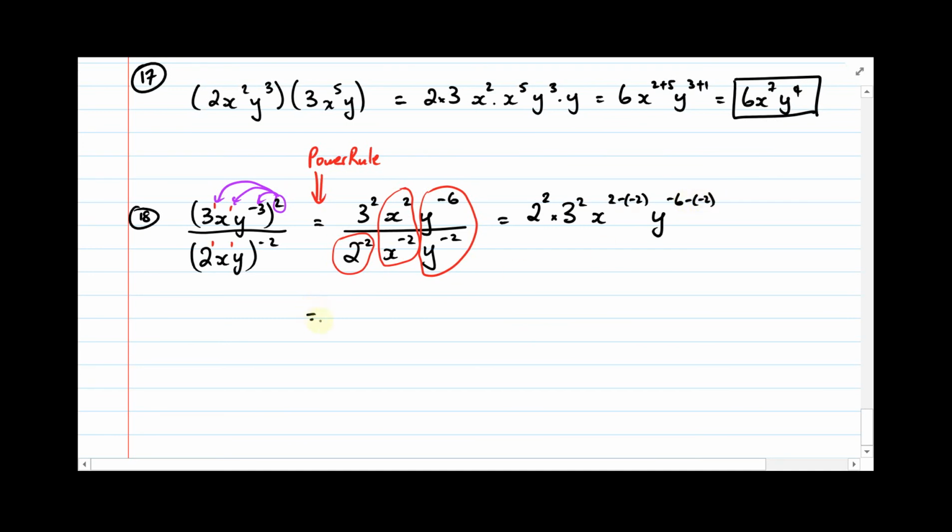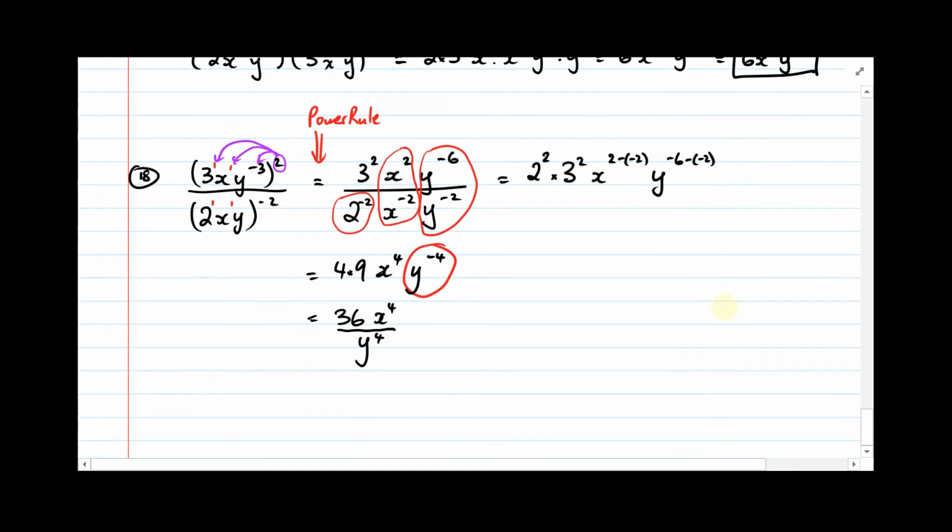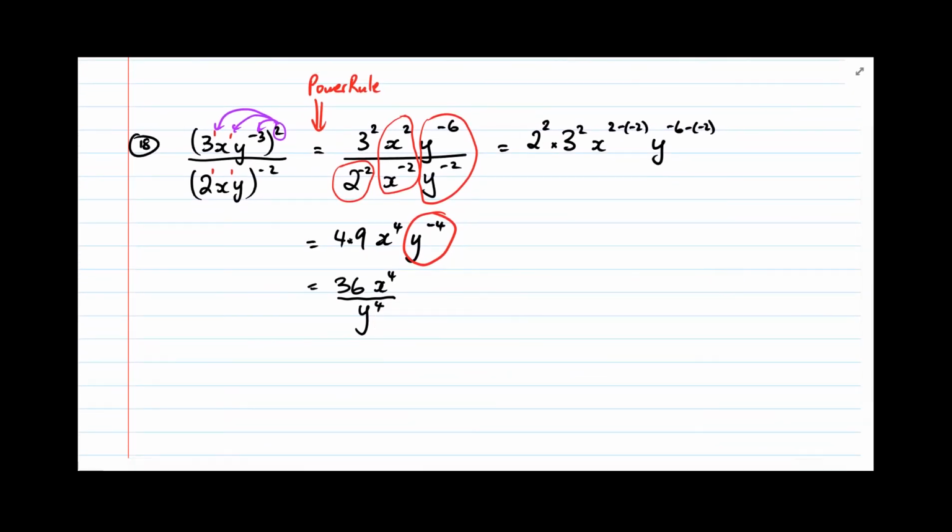So what I now have is 4 times 9, x to the 4th power, and y to the negative 4. 4 times 9 is 36, x to the 4th, but the y to the minus 4, I want to write my answer with all positive powers, so this is what we have. Right? Any questions?